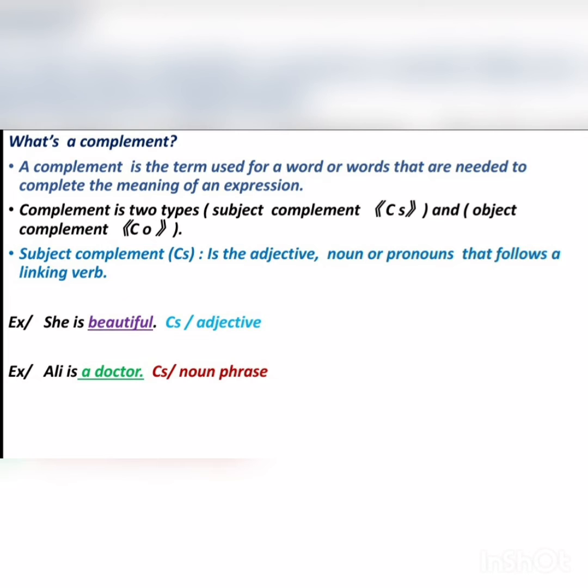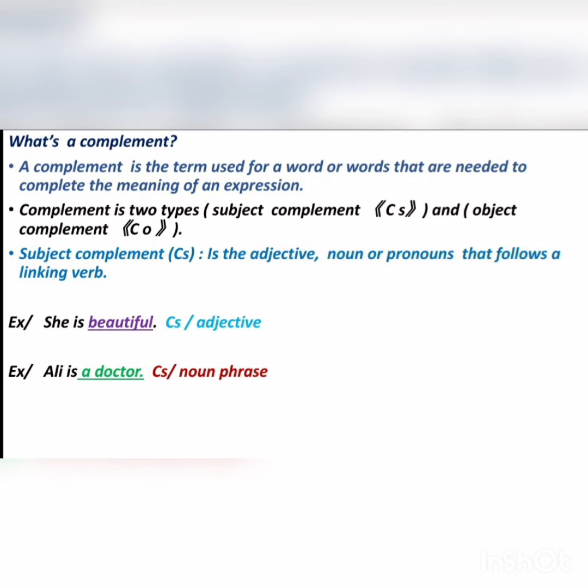So after the linking verb we have the subject complement, and also it is a beautiful which is an adjective, and this adjective is related to the subject. So if we have something related to the subject like an adjective or noun or pronoun, it is going to be the subject complement. So here we have she is beautiful. The adjective beautiful is related to the subject. She is beautiful. So from this we know that beautiful is related to the subject.